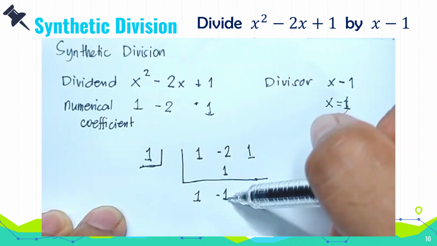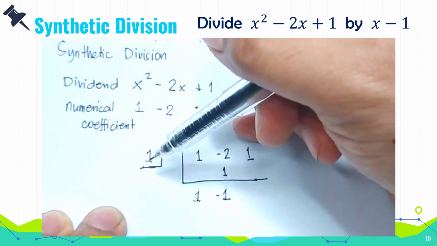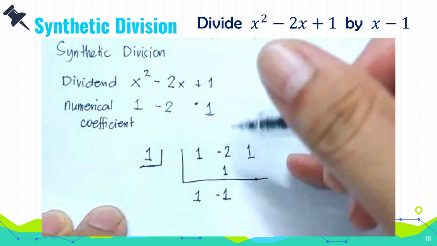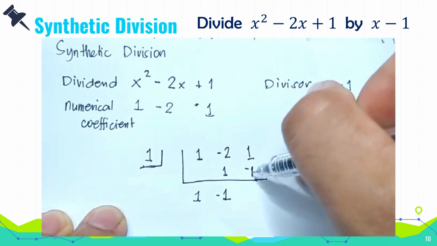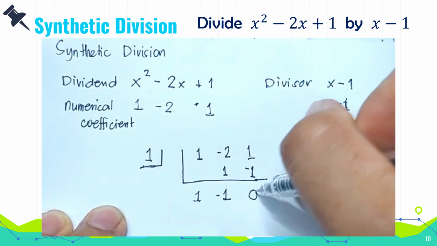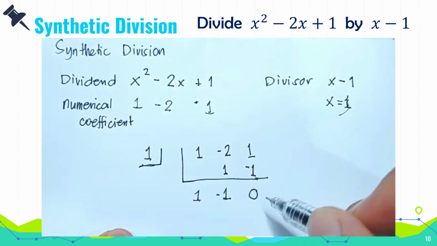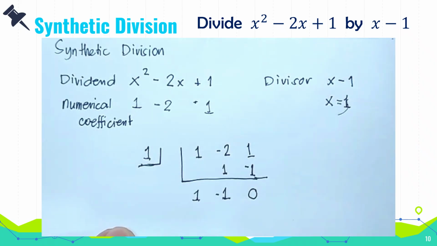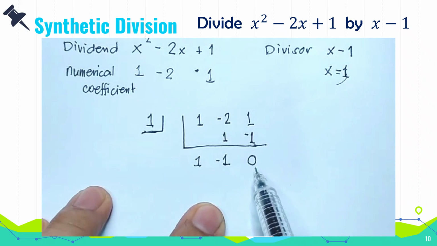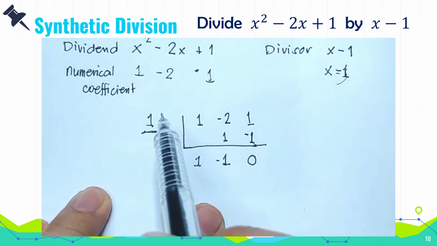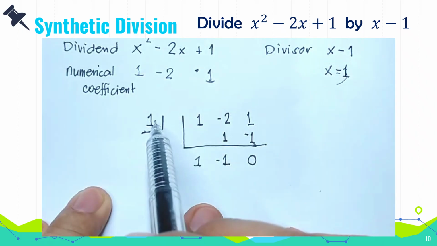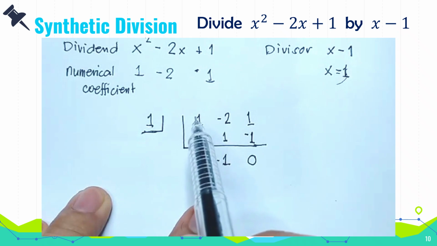After having a negative 1 here, let's multiply again. 1 times negative 1 will give us negative 1. And we have here the remainder for the last term is 0. If the remainder is 0, therefore, the divisor is a factor of the dividend.